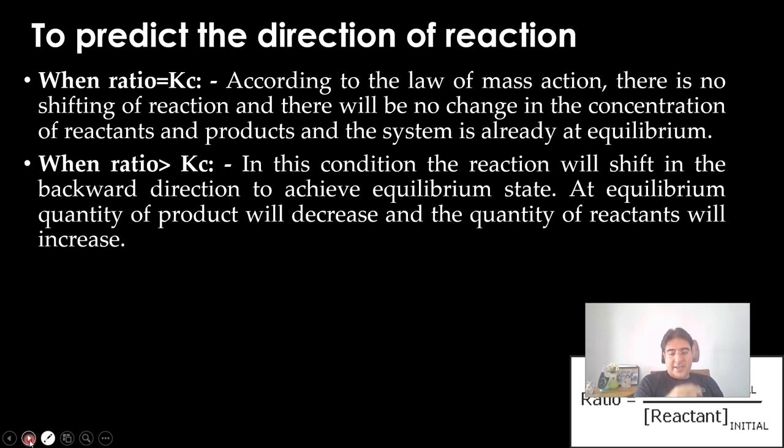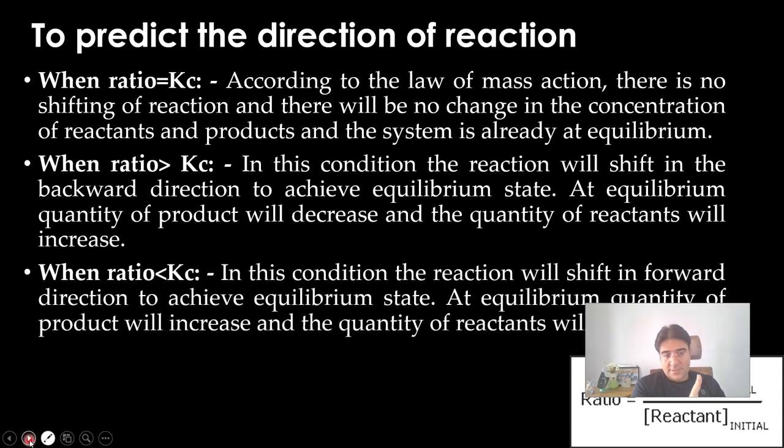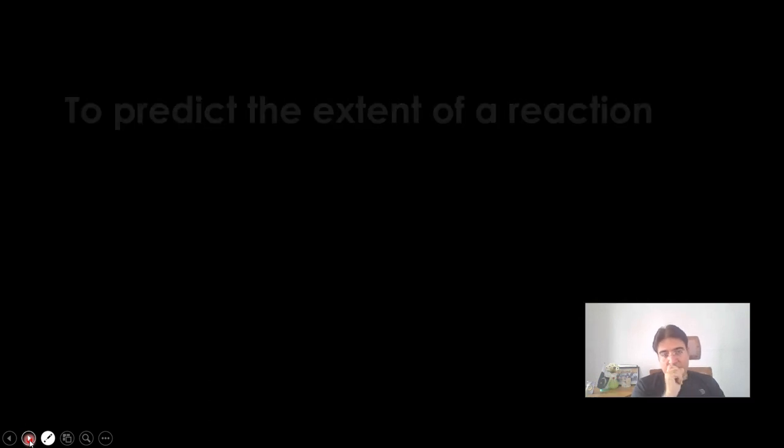Predicts the direction. If the ratio equals Kc, that means it is at equilibrium. If the ratio is more than the value of Kc for that reaction, it means you have much more products than reactants, so there will be a reverse reaction now. And if the ratio is less than Kc, it means the reactants are more, so there will be a forward reaction.